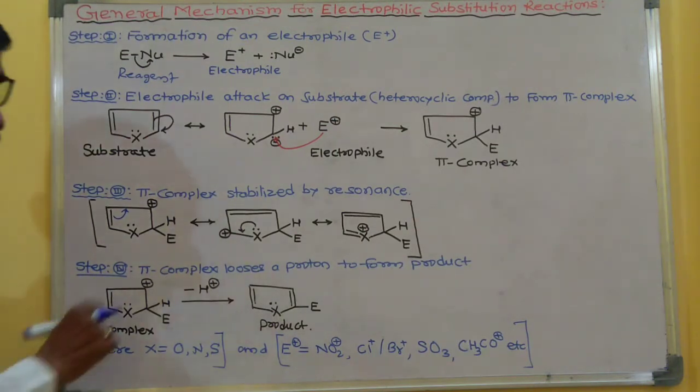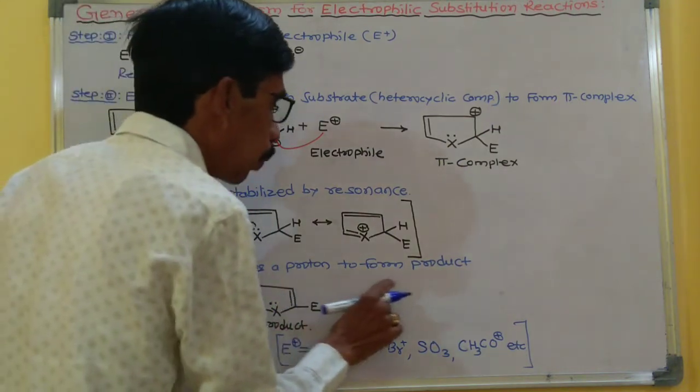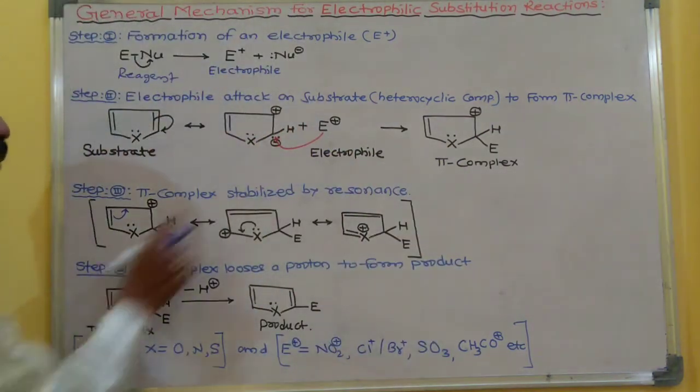Now the fourth step is that the pi complex loses a proton to form the product. Now this is the pi complex.